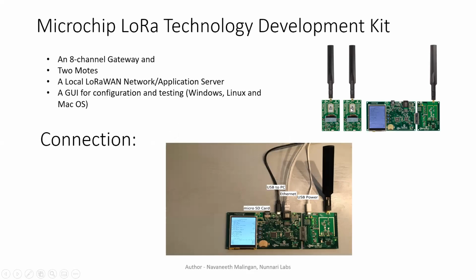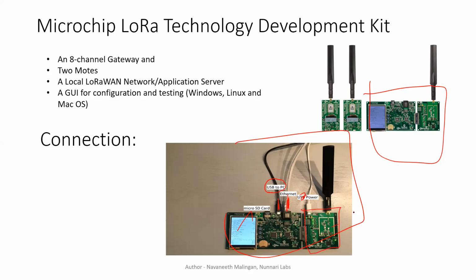The bottom one is the node. All these things are nodes, but this thing is the gateway. This one has a display just for monitoring purposes. It has a micro USB cable to the PC, and it has an Ethernet cable which acts as the internet backend to connect to the server. And third, it has a USB power. This component is the data concentrator.